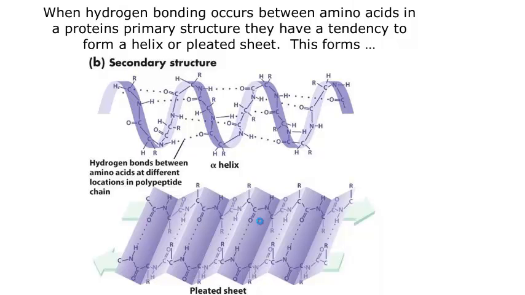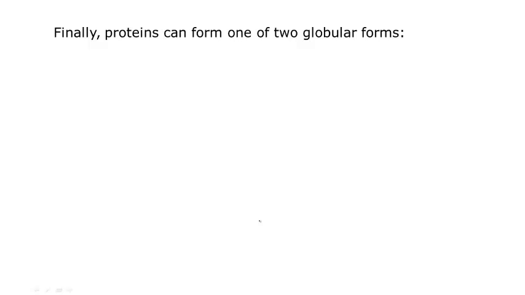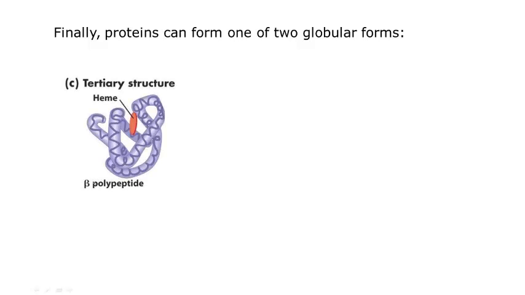And that, of course, leaves two more possibilities. Amino acid chains can actually form two globular three-dimensional forms. One is called the tertiary structure. This would be showing, say, hemoglobin. Heme is a non-protein part of the hemoglobin molecule, but these protein chains are actually folded in on themselves to make a globular three-dimensional structure.